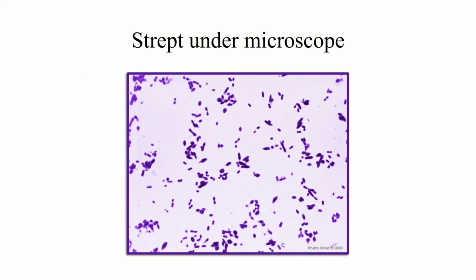This is how this bacteria looks under the microscope. It is purple color due to Gram stain, and they're a bit distant from each other. They are diplococci. They're arranged in pairs and chains, as you can see.